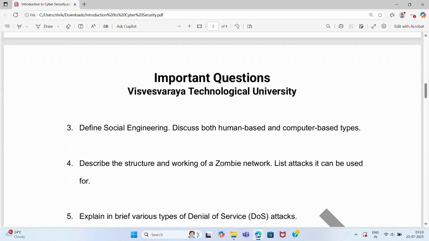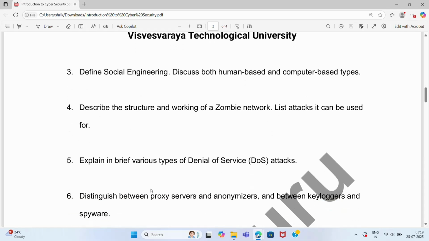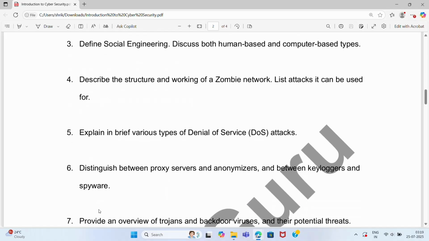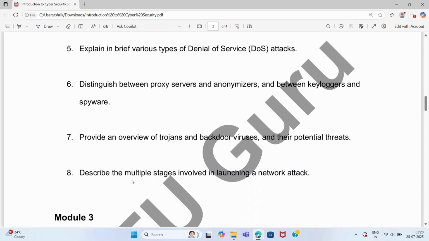Describe the structure and working of a zombie network. List attacks it can be used for. Explain in brief various types of denial of services attacks. Distinguish between proxy servers and anonymizers and between keyloggers and spyware. Provide an overview of trojans and backdoor viruses and their potential threats.